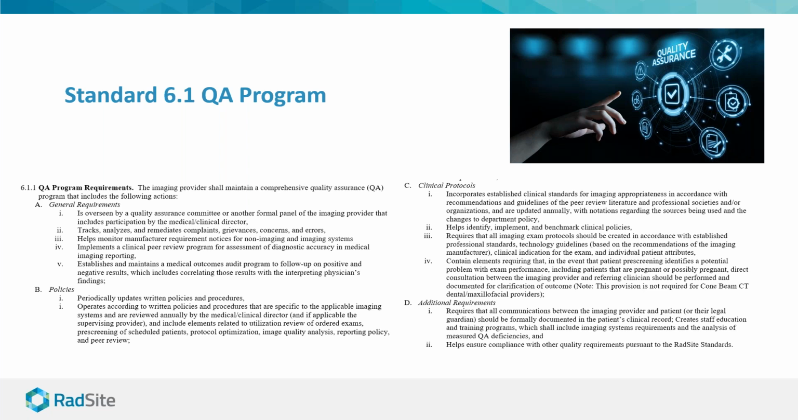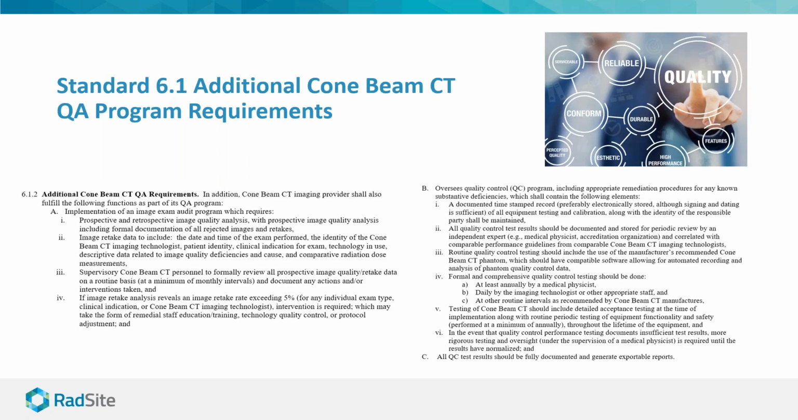And while this slide shows our standard looking at it from a general sense, we've also, on the next slide, really thought about what needs to be done from the perspective of ConeBeam CT. Here we have, for instance, requirements for an audit program where there's some auditing happening to ensure that quality is taking place and that there are not excessive retakes. And we define what exactly the quality control program needs to be in the context of this modality.